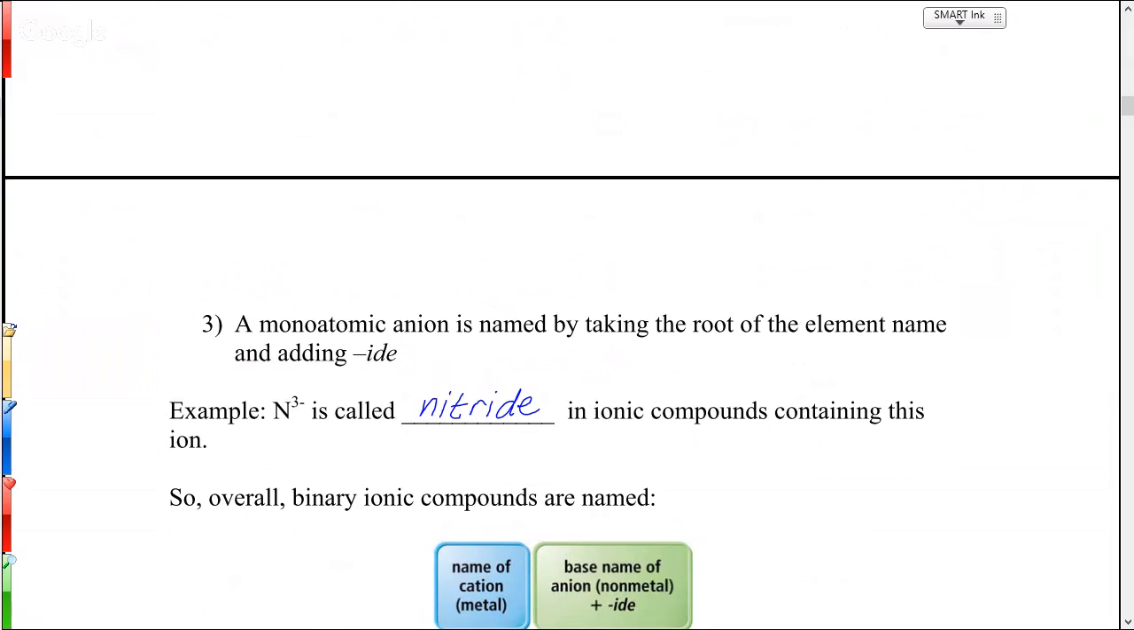Like if you wrote, I don't know, phosphoride instead of phosphide or something. Because how would you know how it was cut off?